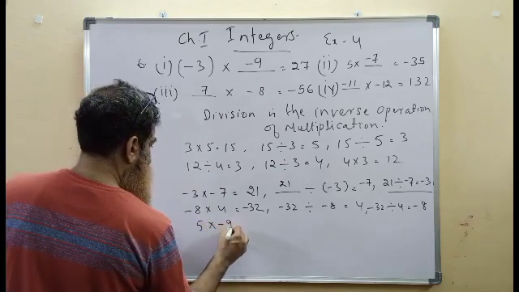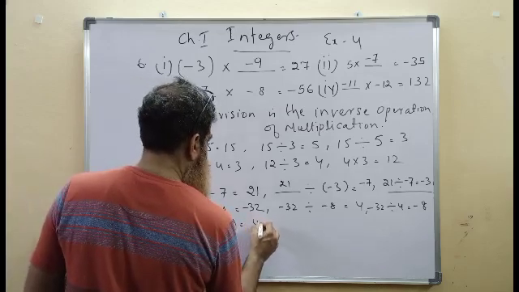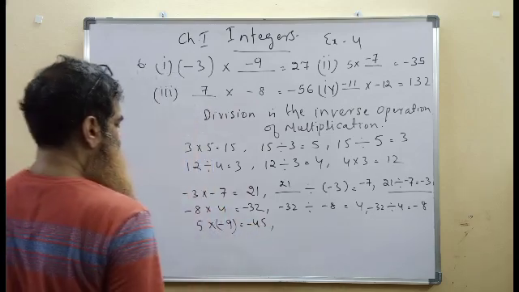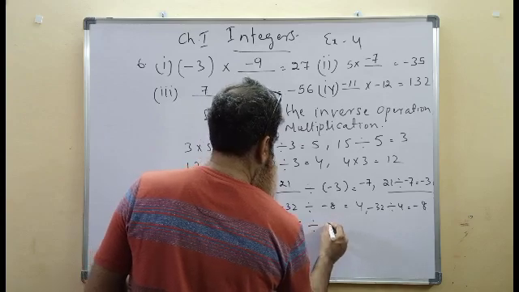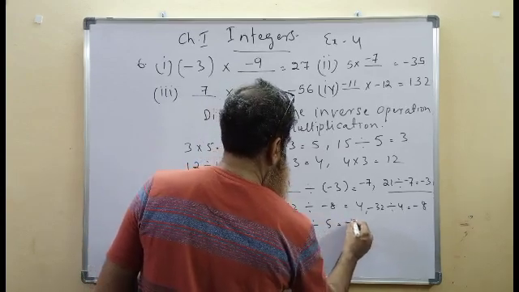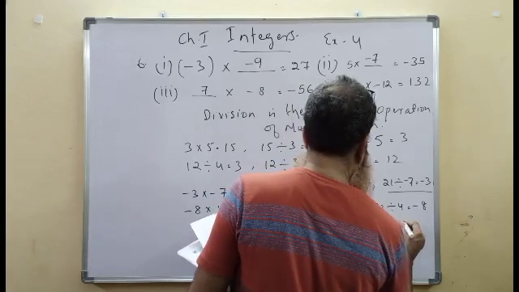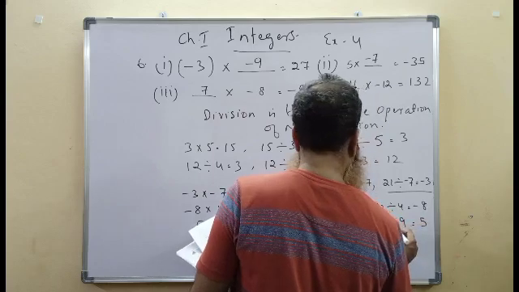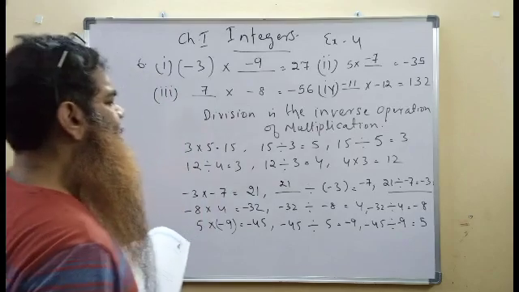Then the last one, 5 into minus 9, 5 multiplied by minus 9, 5 9s are 45, but one of the integers being negative, the resultant is a negative integer. Then minus 45 divided by 5 is equal to minus 9, and minus 45 divided by minus 9 is equal to 5.